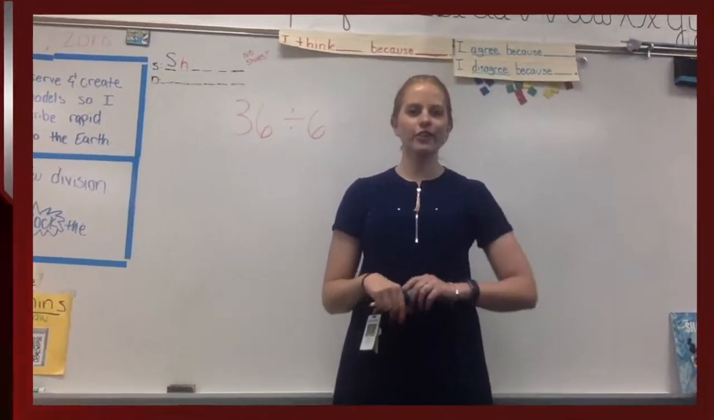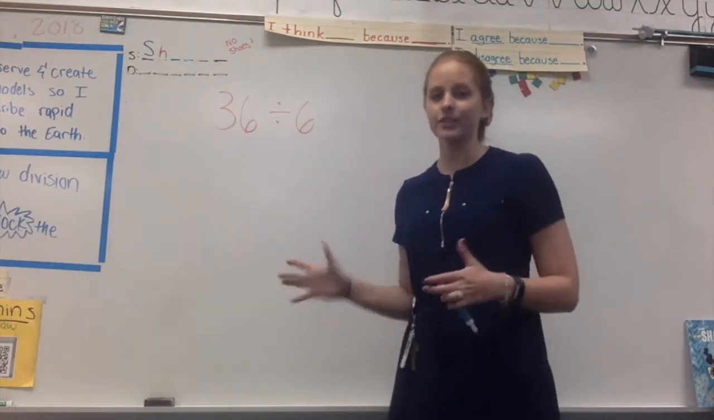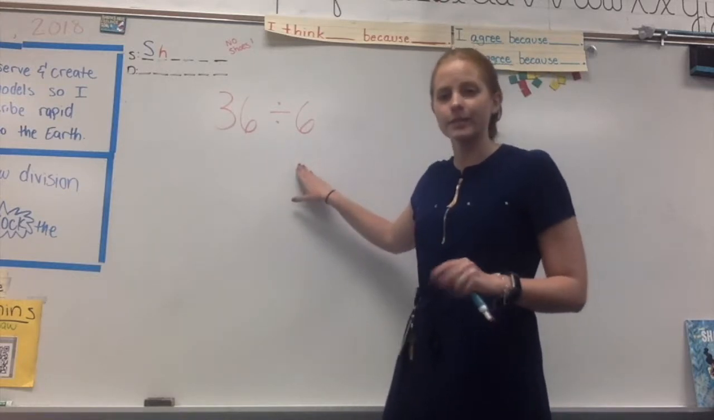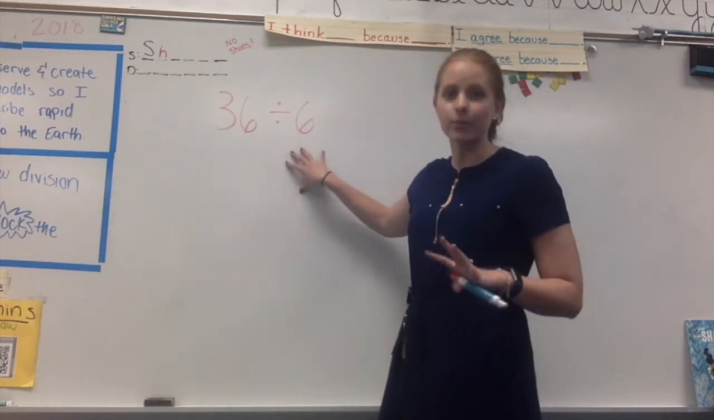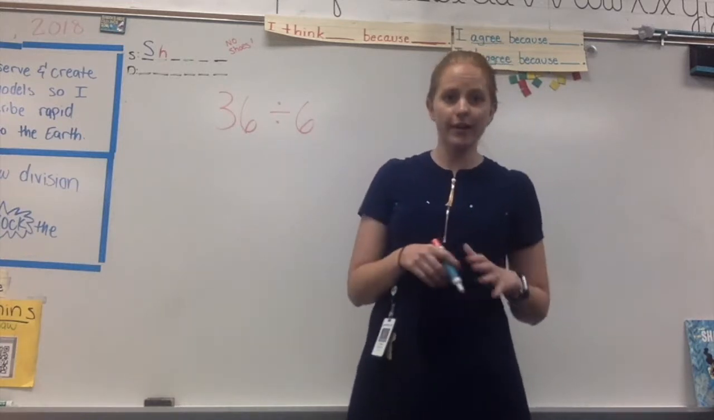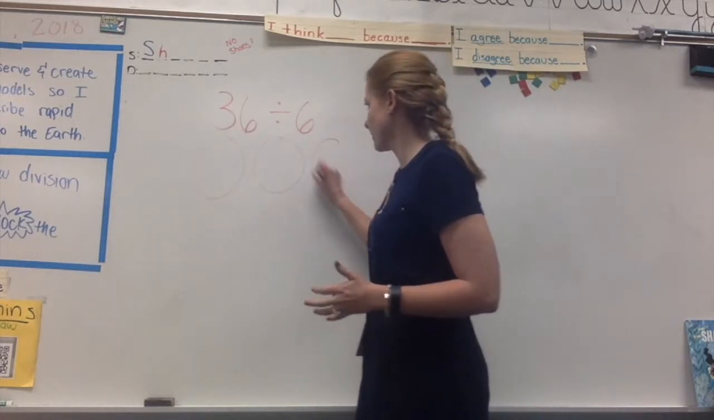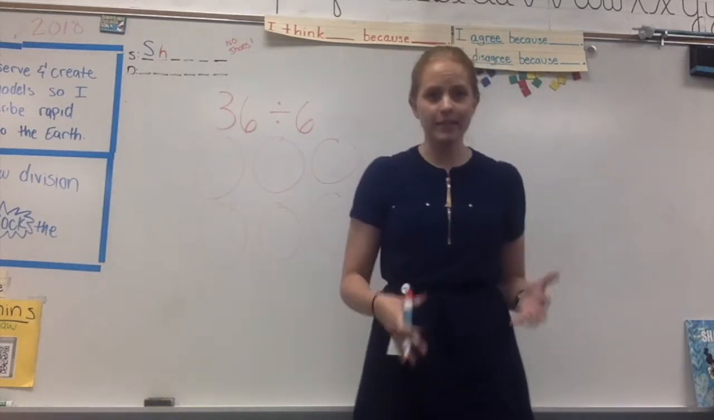Now let's solve 36 divided by 6. If we think about our division equation as a total breaking apart into so many groups, we know that we're going to have 36 and we're trying to put it into 6 equal groups. So let's start by drawing our 6 equal groups. Right, so I've got my 6 equal groups.